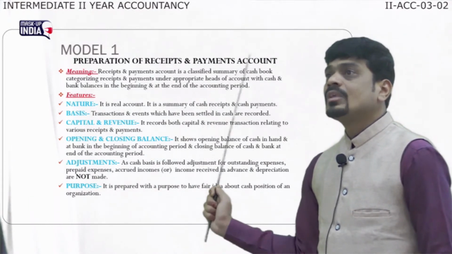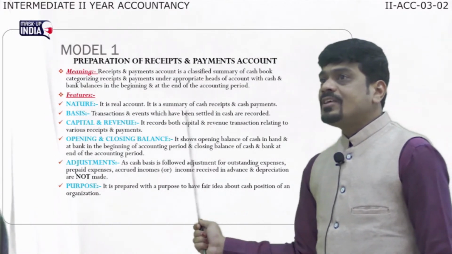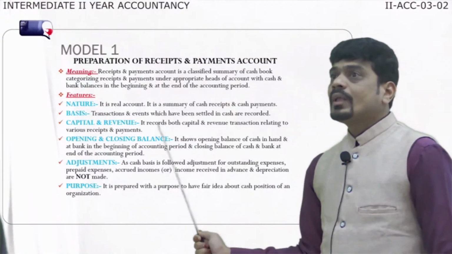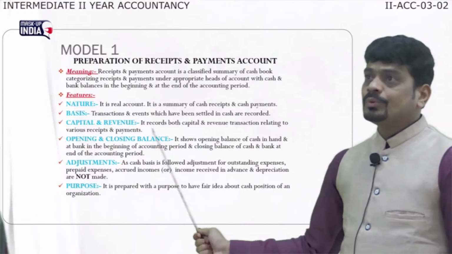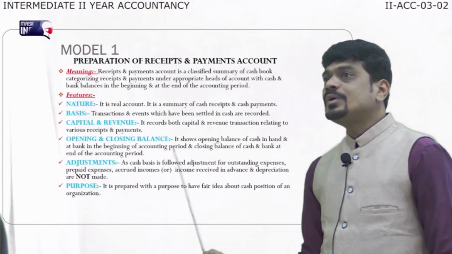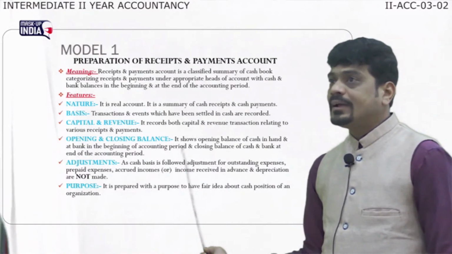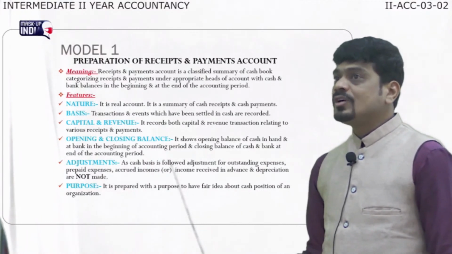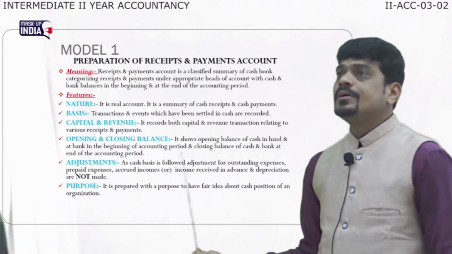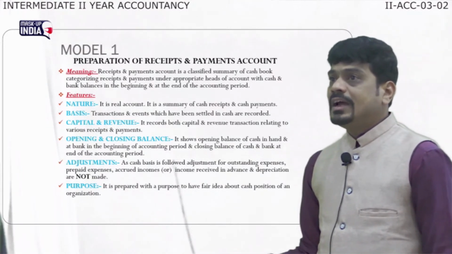Do keep in mind. Second feature, it is a real account, a summary of cash receipts and payments. It is prepared on cash basis of accounting, irrespective of capital and revenue. All the receipts and payments are recorded. It starts with opening balance of cash and bank and ends with closing balance of cash and bank. Since we are following cash basis of accounting, we are not going to give any adjustment like outstanding, prepaid, or income received in advance or depreciations. We are not going to give any adjustment.